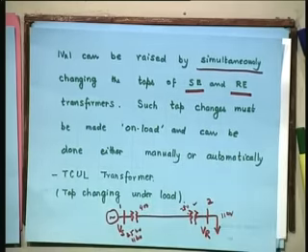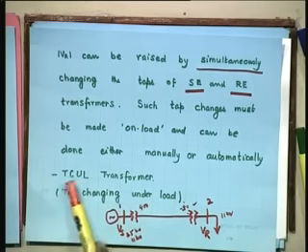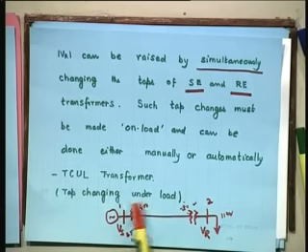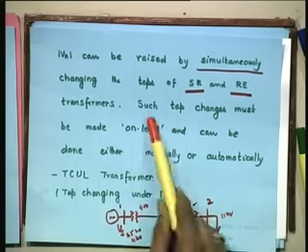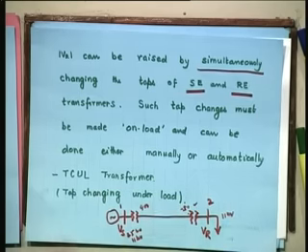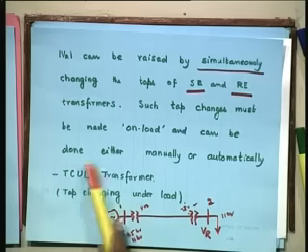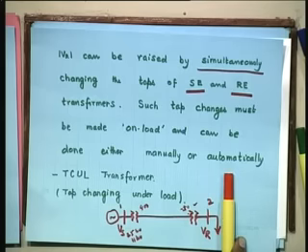If you change offline, you can do that, or you can change online. That is called a TCUL transformer, tap changing under load. Such tap changes must be made on load and can be done either manually or automatically.